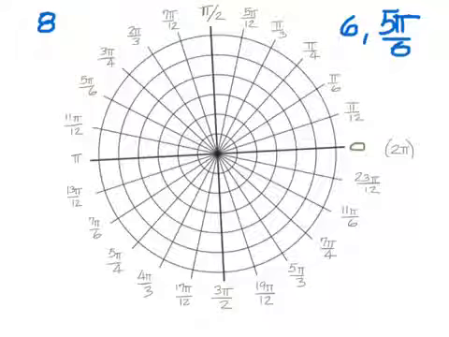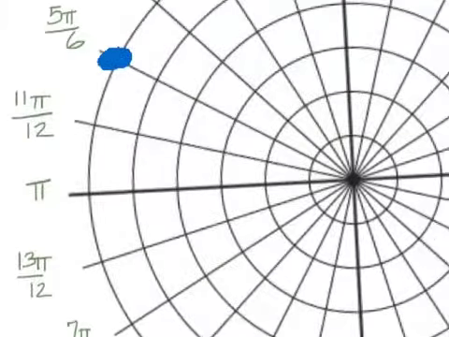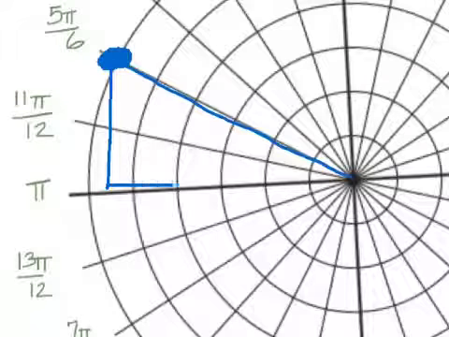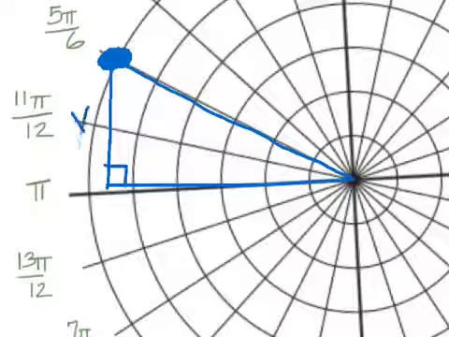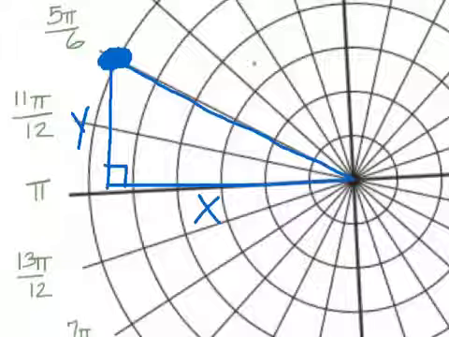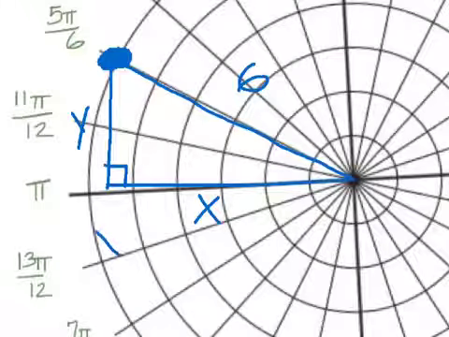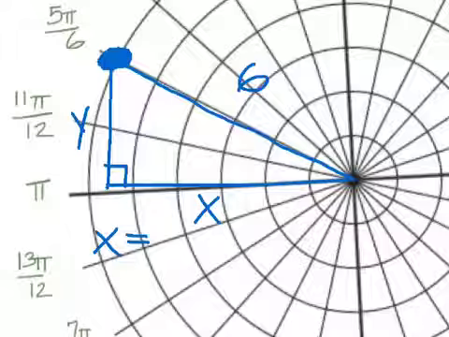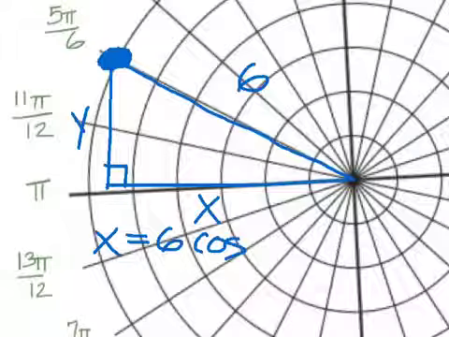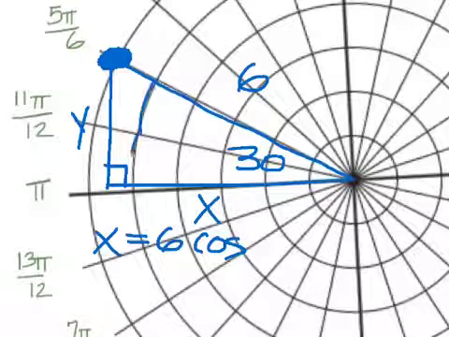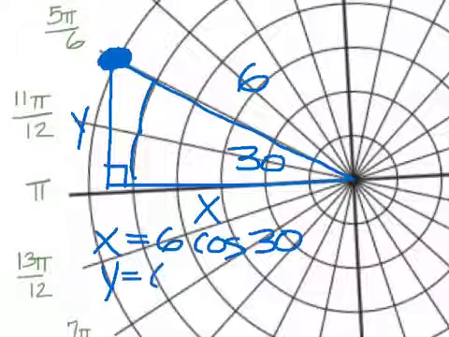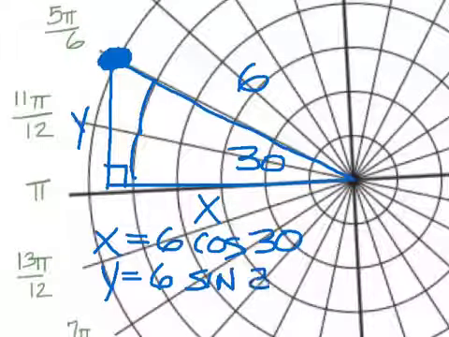Problem number 8 is 6 and 5 pi over 6. That would be there. We'll zoom in and draw out the triangle. Down here, over there, right triangle, y, x, and this r value is 6. It'll be x equals 6 times the cosine of what degree measurement? Should be 30 because you have 2 segments of 15 in there. And then y is 6 times sine 30.